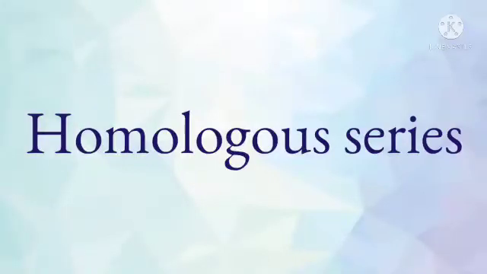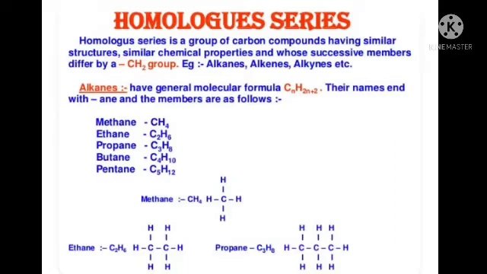And the next subtopic is homologous series. Homologous series is a group of carbon compounds having similar structures, similar chemical properties, and whose successive members differ by a CH2 group. Example, alkanes, alkenes, and alkynes.